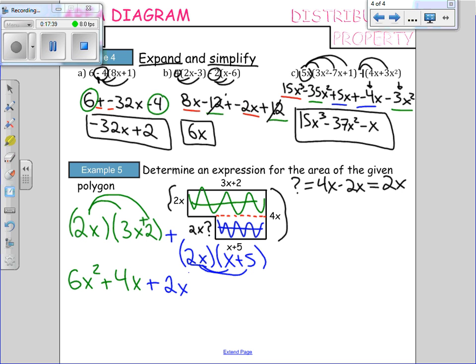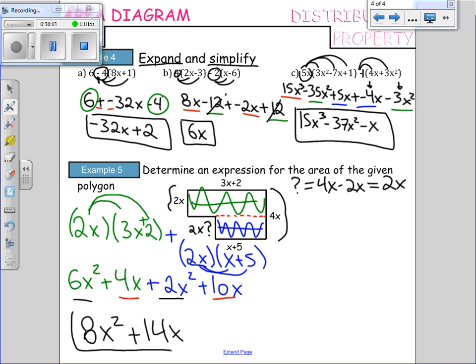Now you have to combine like terms. Those are like terms there. Those are like terms there. And when you combine those like terms, you get a final answer of 8x squared plus 14x. And that is the area of our weird little L-shaped box. That concludes the lesson on how to distribute monomials into polynomials.